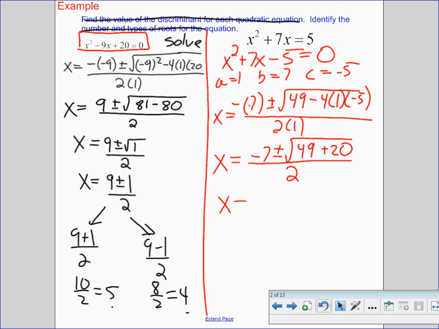And we'll end up with x equals negative 7 plus or minus the square root of 69 over 2. Now normally you would reduce the radical, but the square root of 69 cannot be reduced. So in the black problem on the left, we got two rational answers. And in the red problem on the right, we got two irrational answers. That means there are two answers because we're going to both add the square root of 69 and subtract the square root of 69.